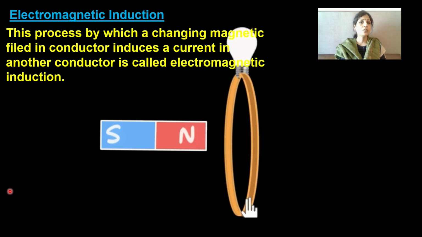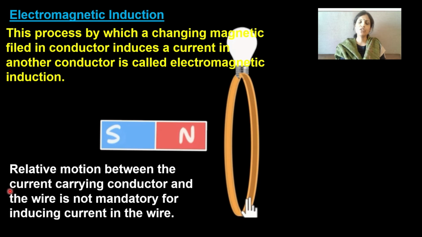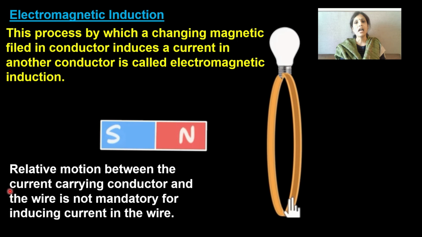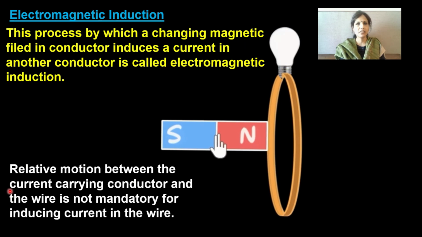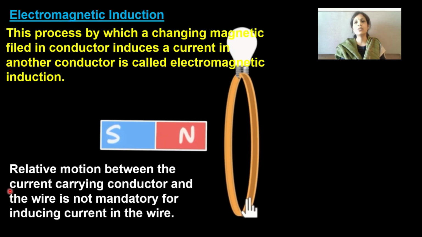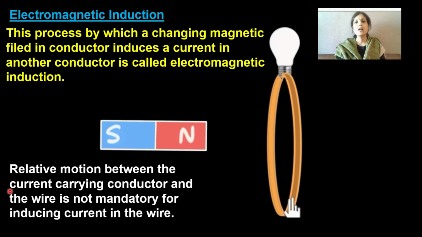We have also observed one thing here, and that is the relative motion between the current carrying conductor and the magnet is not mandatory. Meaning, it's not necessary that the wire and the magnet should both move at the same time. It can be either the magnet moving or the conductor moving, and in both cases we can see that flash of light. That means change in the magnetic field induces current into the conductor, and that is electromagnetic induction.